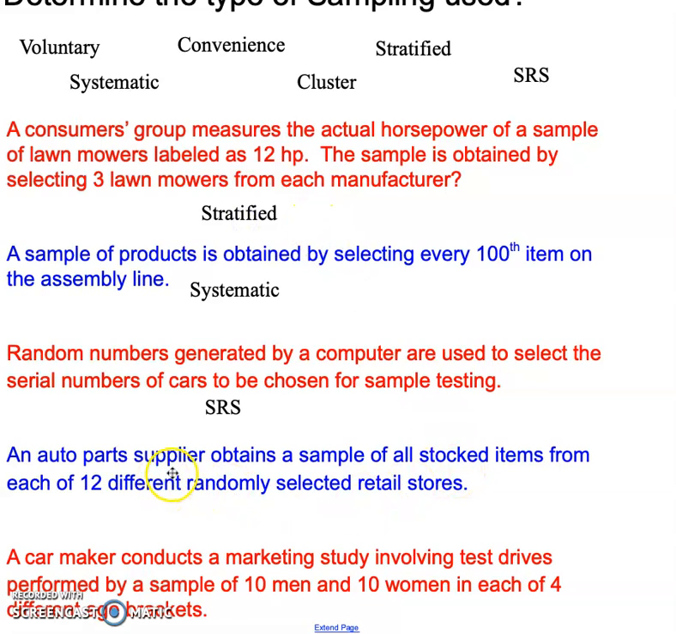An auto parts supply obtains a sample of all items from 12 stores. So they broke into different groups and they picked 12 of them and did all items. Cluster. Okay, this last one, they broke into 4 age brackets and then took 10 men and 10 women from each age bracket. Again, stratified.